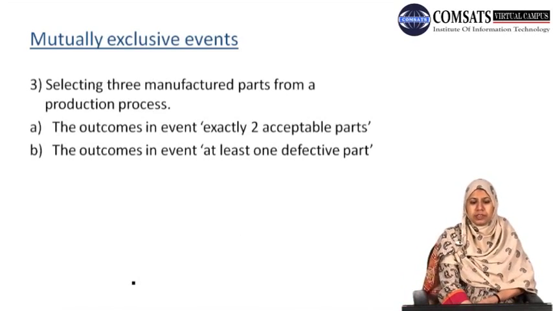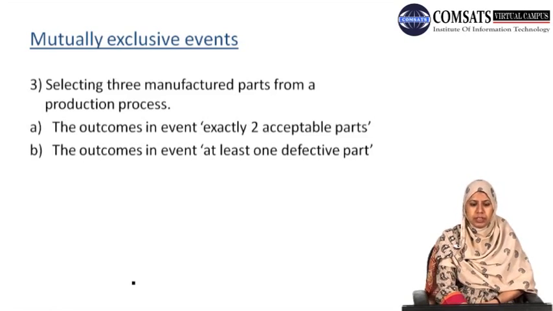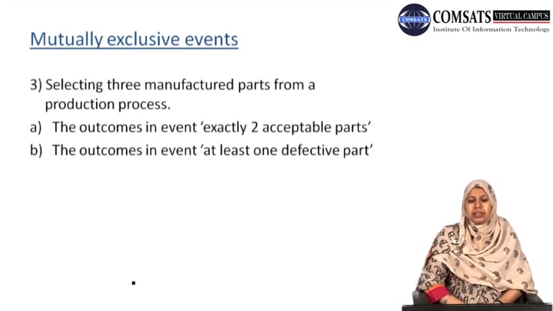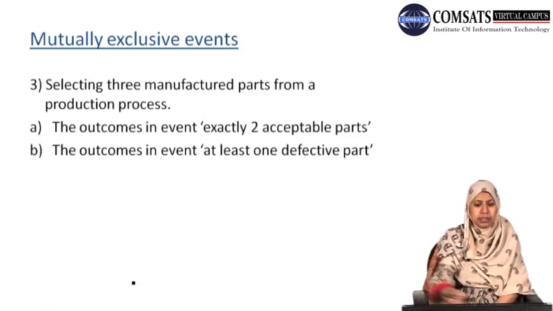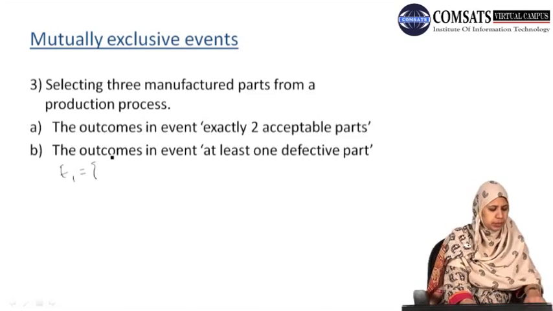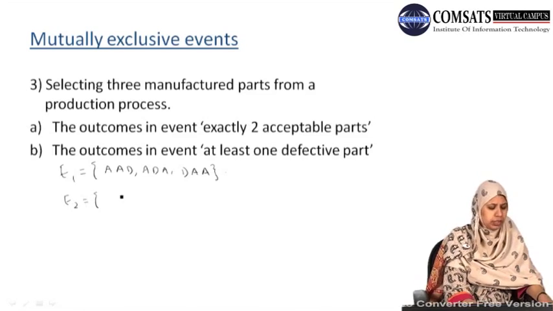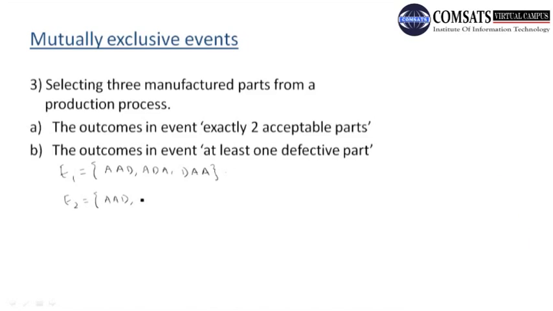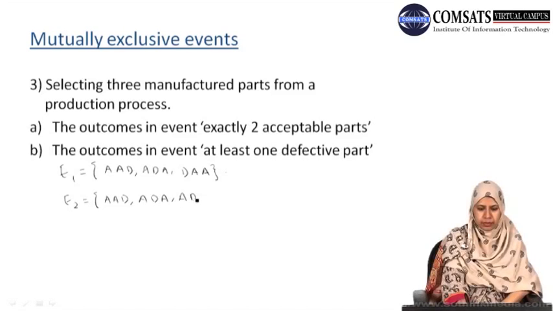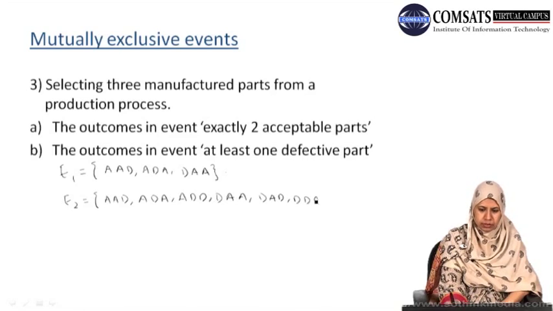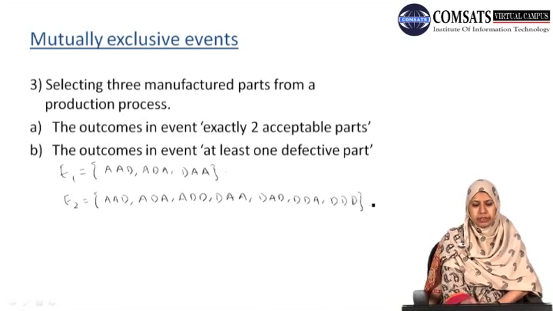If we consider our example of selecting 3 manufactured parts from a production process, and we were asked to find the possible outcomes of the 2 events, where the first event was having exactly 2 acceptable parts and the second event was having at least 1 defective part, then in this case our event E1 had the possible outcomes AAD, ADA and DAA, and the possible outcomes for our event E2 were AAD, ADA, ADD, DAA, and we have 3 more, and DDD.